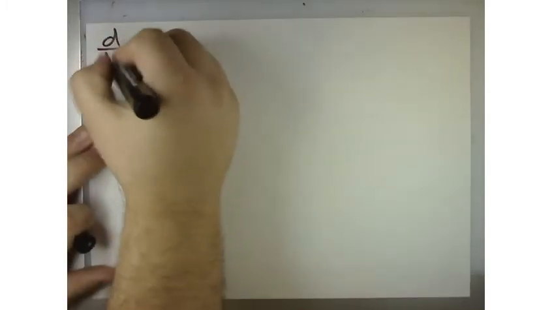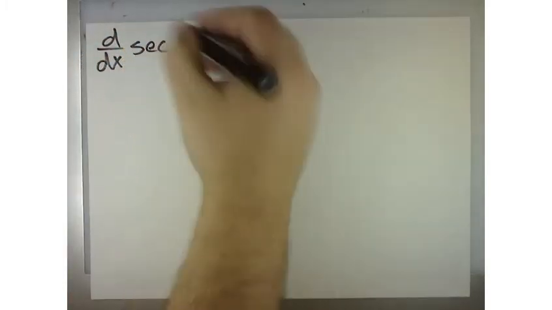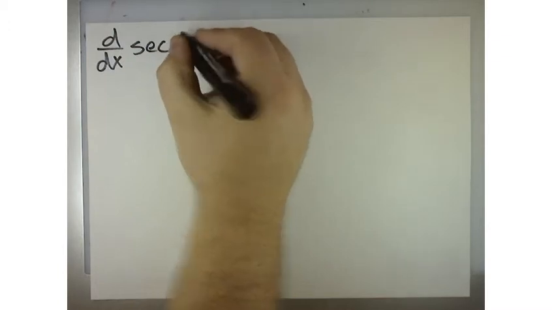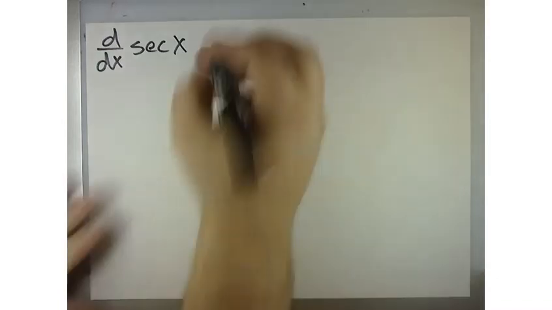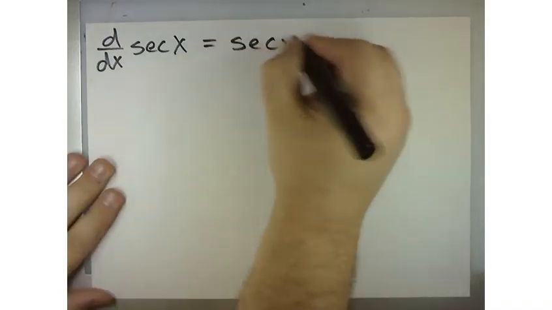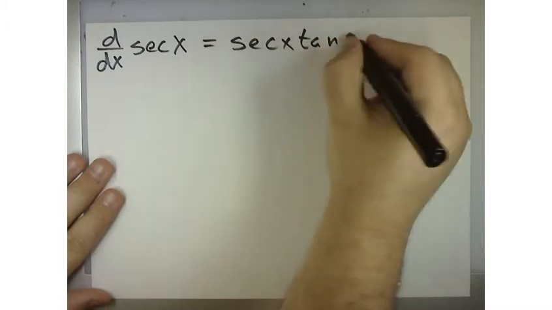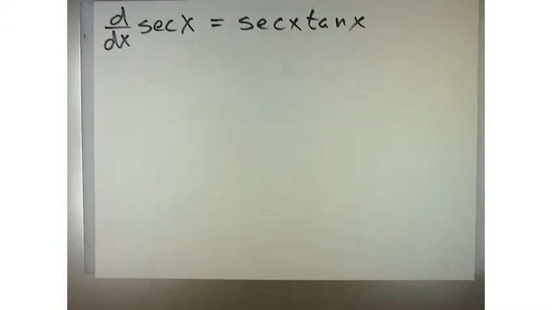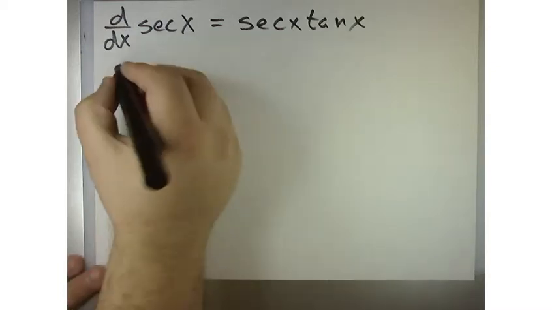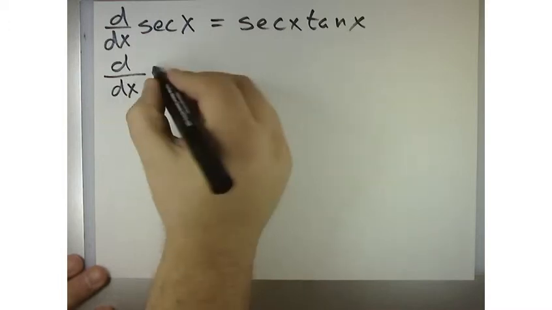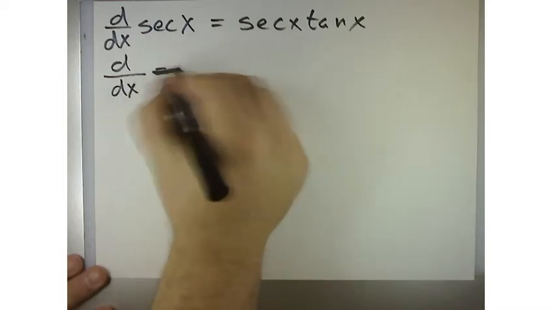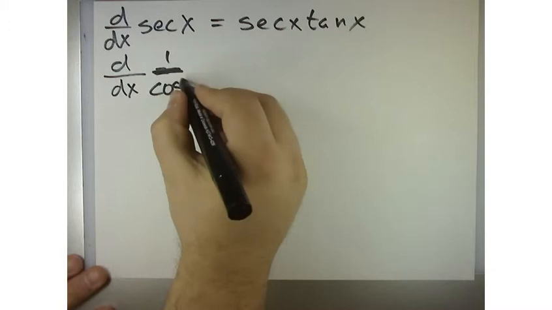So now, here's where you're going to help me. For part B, we want to find the derivative of secant of x. And they've even told us that we should end up with secant of x, tangent of x. What is secant of x? 1 over cosine. So I'm going to take the derivative of 1 over cosine of x. Now how do I do that?